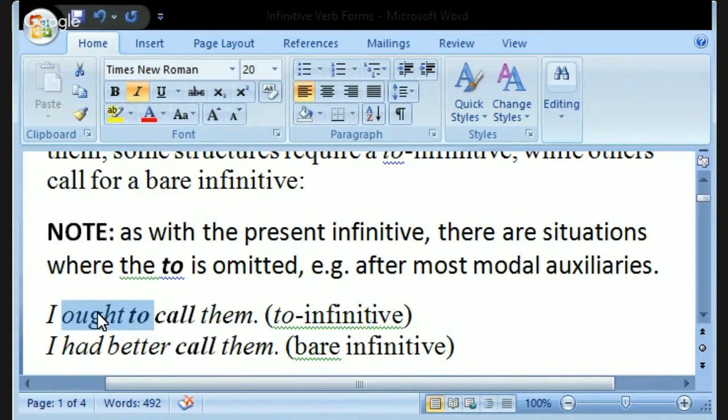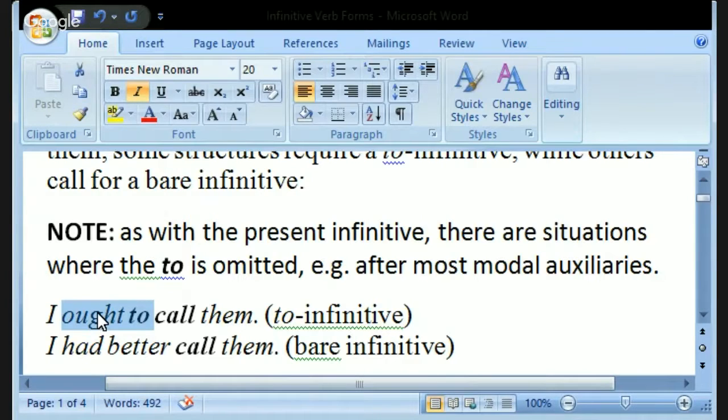We think of most modals as one word. Should, could, would, might, may. After you use should, could, might, may, you cannot use to. You have to use I might call them, no to. I could call them, no to. I should call them, I would call them, no to, no to, no to. Only with ought to or have to. I have to call them, I ought to call them.